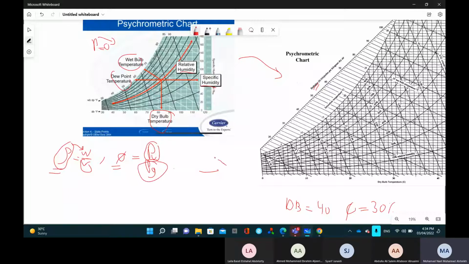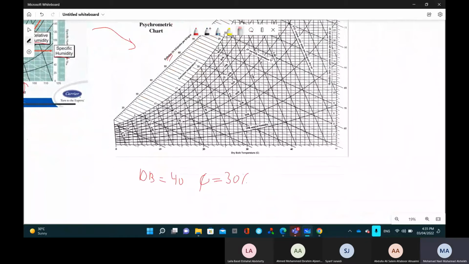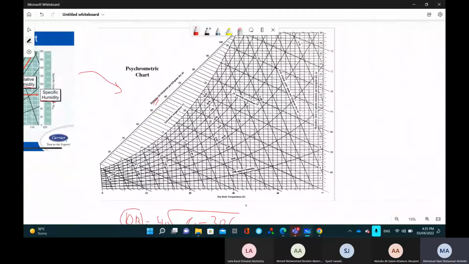So we'll take the following example. In these types of questions, you'll be given two properties, and you'll be asked to calculate the other 5 or 6 properties. So here in this example, the dry bulb temperature is 40 degrees Celsius and the relative humidity is 30. To solve these kinds of questions, what to do first is to decide where our point is, to determine our point specifically.